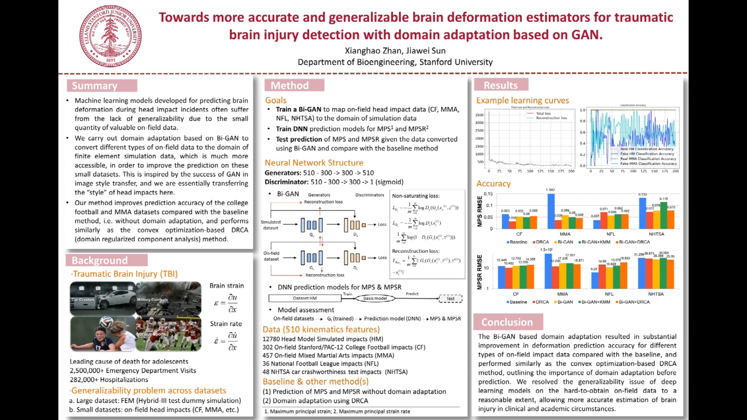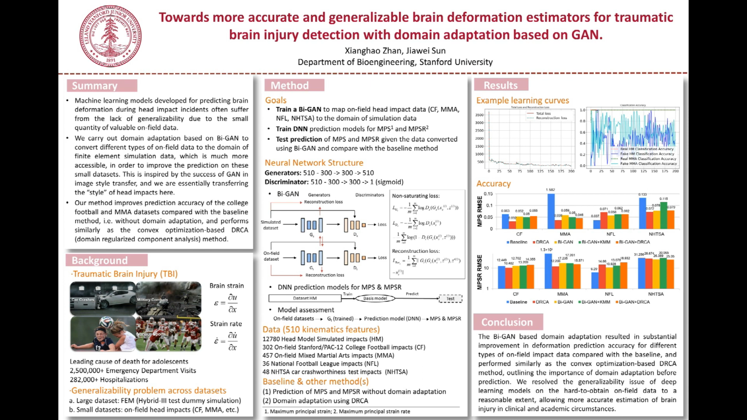This is the title of our project, Towards More Accurate and Generalizable Brain Deformation Estimators for Traumatic Brain Injury Detection with Domain Adaptation based on GAN. Here, we will walk through the story of how a generative network model can be used to solve a generalizability problem in the specific application of brain injury detection and why this is important.